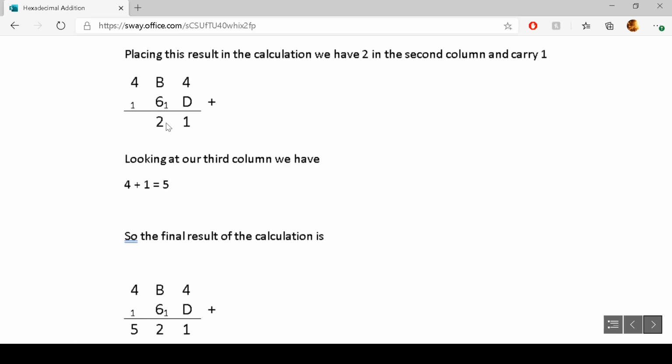Okay, so we'll place the result in the columns. We place 2 inside here and we carry 1. And looking at our third column, we have 4 plus 1 is equal to 5. So the final result of the calculation is 5, 2, 1.